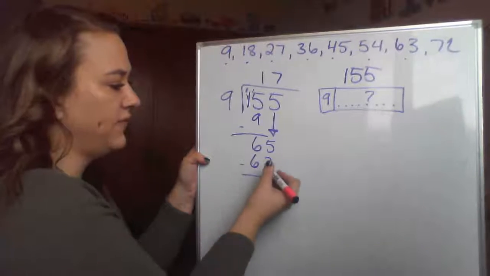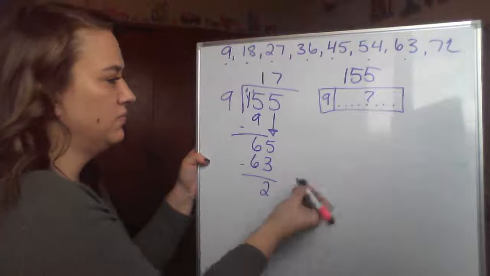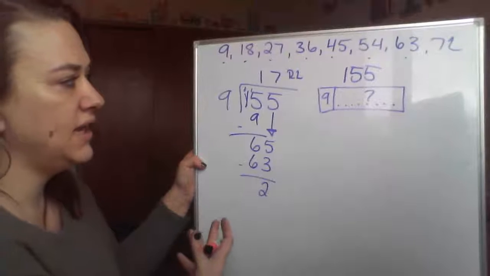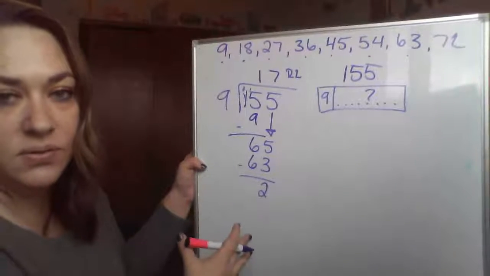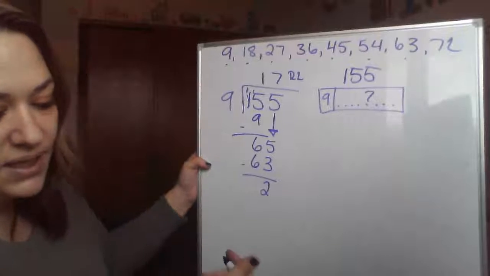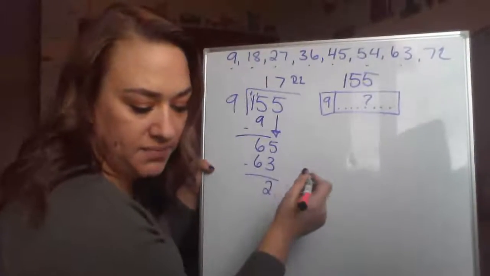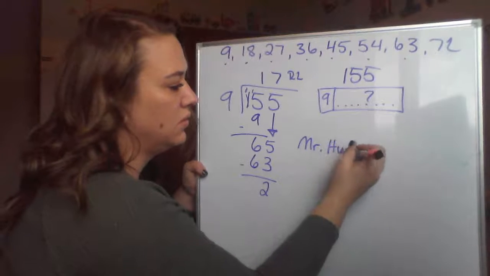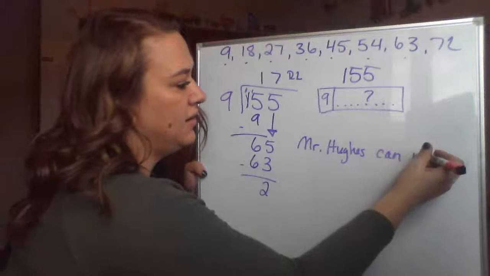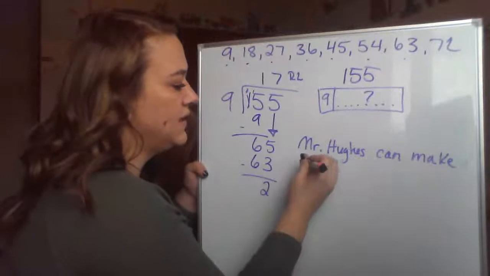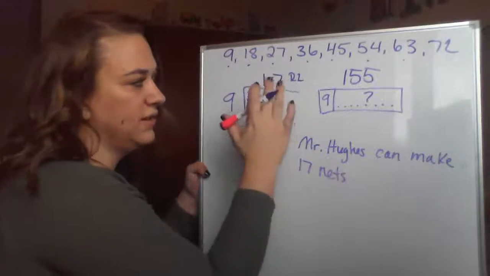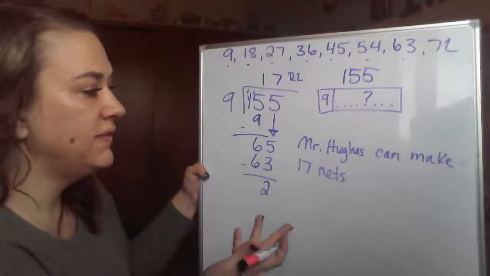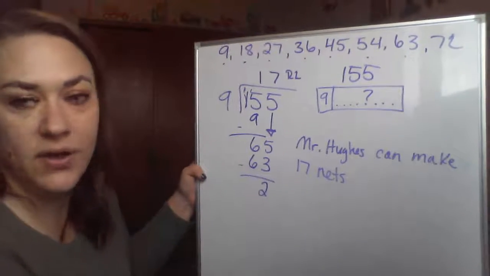Okay, and then we can subtract. 5 minus 3 is 2. Remainder 2. So just like the last one, I'm not going to say they can make 17 remainder 2 nets. We're going to say Mr. Hughes can make 17 nets, but I want you to put your remainder in there so I know that you got that as part of your answer. So if you just say, Mr. Hughes can make 17 nets, I'm not going to know if you got your remainder or not.